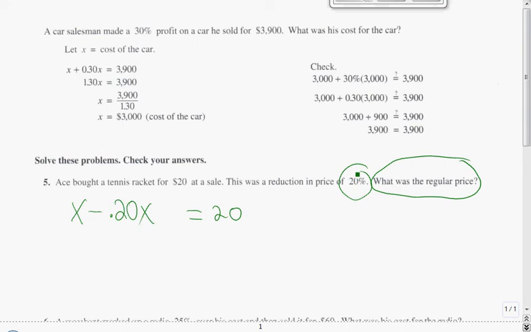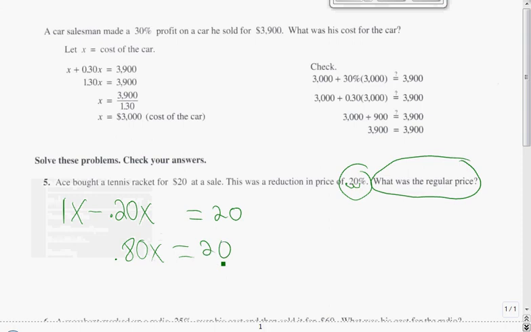Remember, to use the 20%, we first have to change it to a decimal, and to do that we move the decimal 2 places to the left. So that's how I get 0.20. And this is 1x, okay? So we have one whole x and a part of x, 20% of x. Now we subtract: 1x minus 0.20x equals 0.80x, which equals $20.